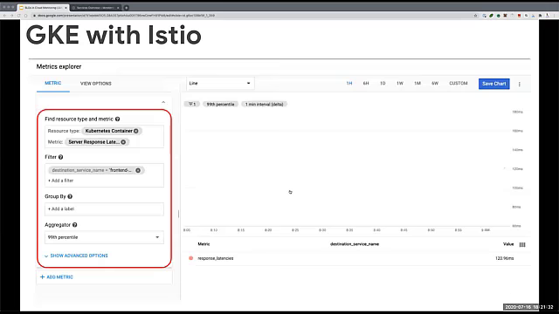If you're using Istio in your clusters, the Istio proxy sidecar automatically sends metrics like server response latency, request counts, and errors to Cloud Monitoring. These metrics are automatically labeled with things like destination service name, et cetera. So you have a very good sense of what's talking to what, both from outside the service mesh into the service mesh, as well as from within the service mesh.